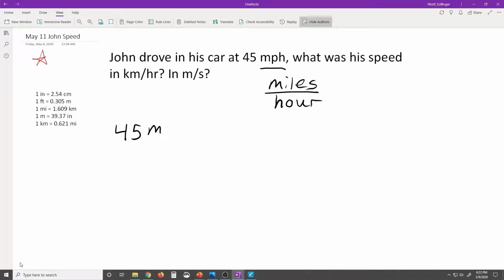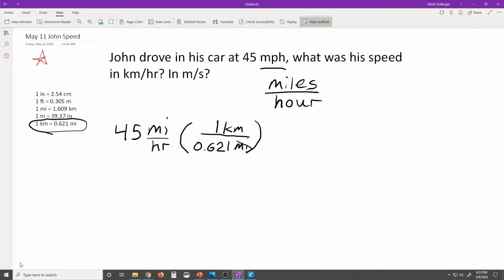Actually, let's write it like this, miles per hour. I need to replace miles with kilometers, so I need a relationship that has miles and kilometers. It looks like there it is right there. I want to get rid of the miles, so I need to make sure and put that part in the denominator. All right, and the kilometers would go in the numerator.